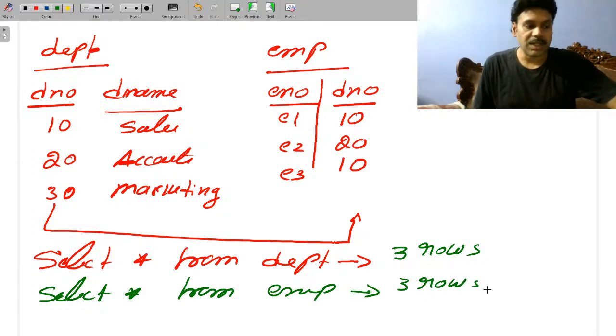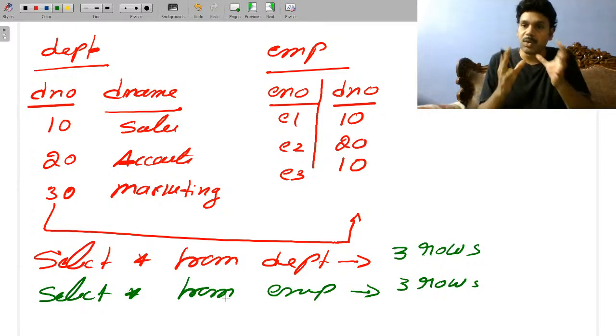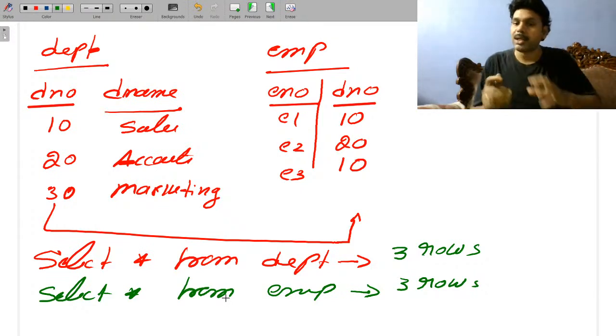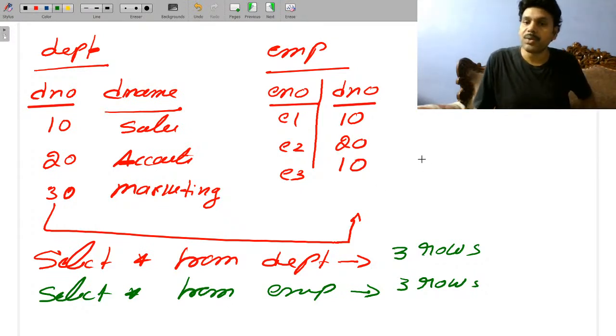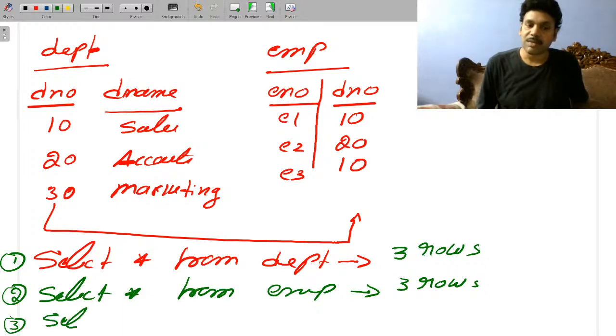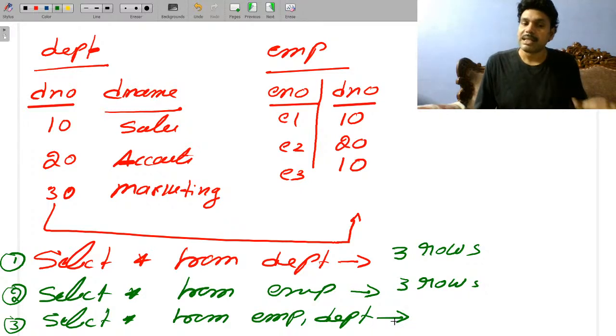Now please observe here, if I ask for both at a time, I am going to merge employee and department data. Therefore, how many will you get? This is the first query, this is the second query, and this is the third query. If I say select asterisk from EMP comma department, how many rows are you going to get? This is very important.